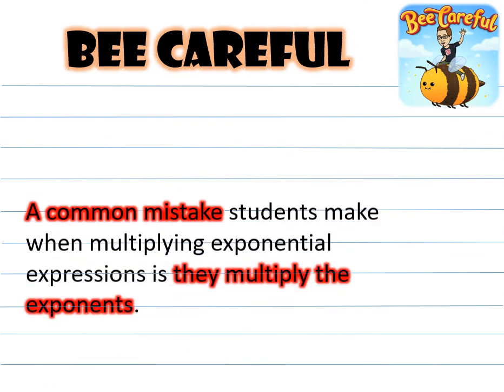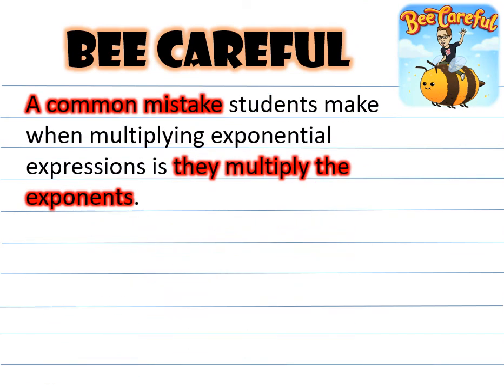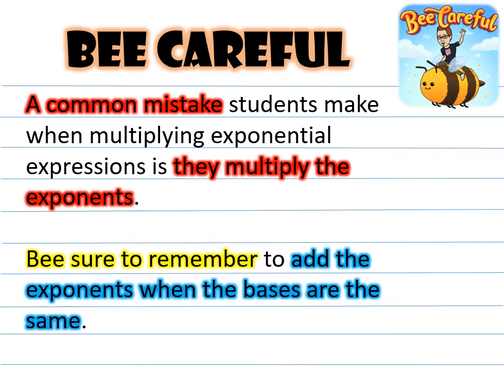Be careful. A common mistake that students make when multiplying exponential expressions is they multiply the exponents. Don't do that. Be sure to remember to add the exponents when the bases are the same. X to the m times x to the n equals x to the m plus n.